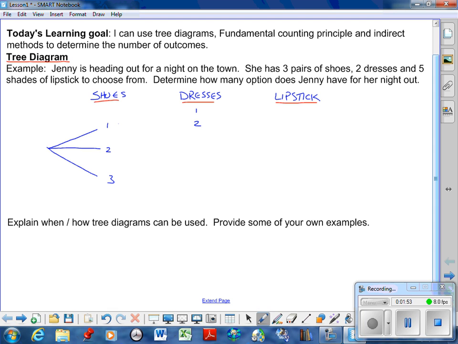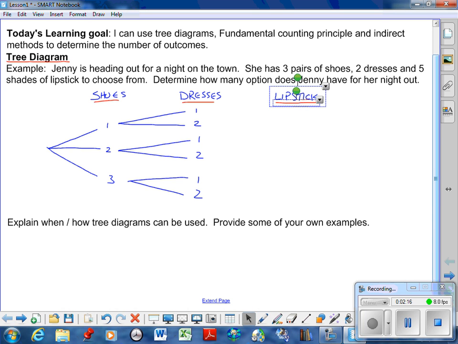So that means that pair of shoes would have 2 choices. The next pair of shoes would have 2 choices. And the next pair of shoes would have 2 choices. And I don't have any idea why I picked 5 shades of lipstick because this is going to make this a little bit more challenging. But we'll see what we can do here. I'm going to have to get a little bit smaller.